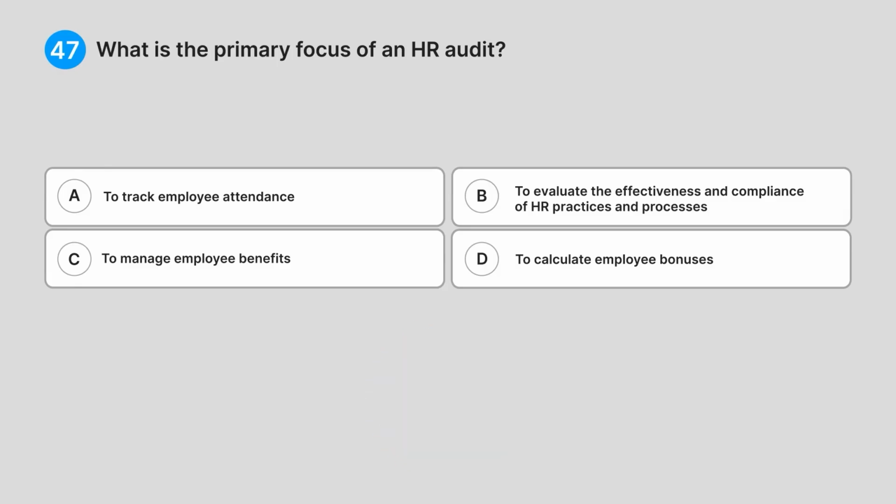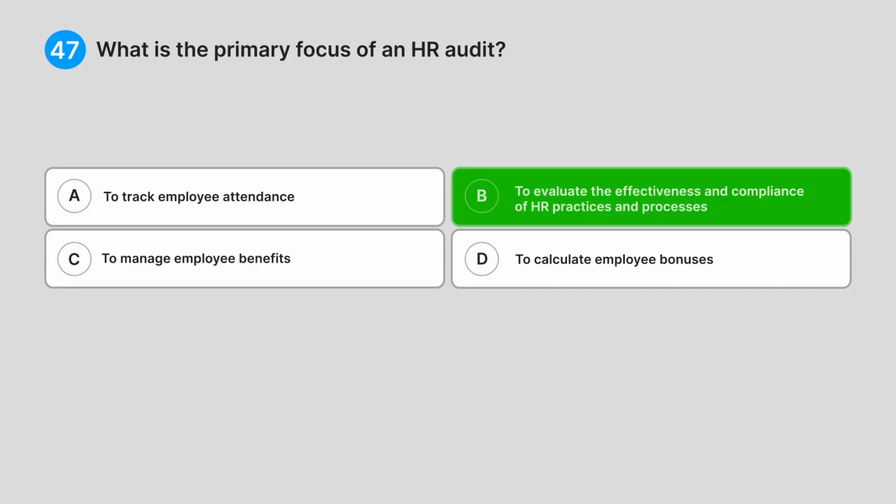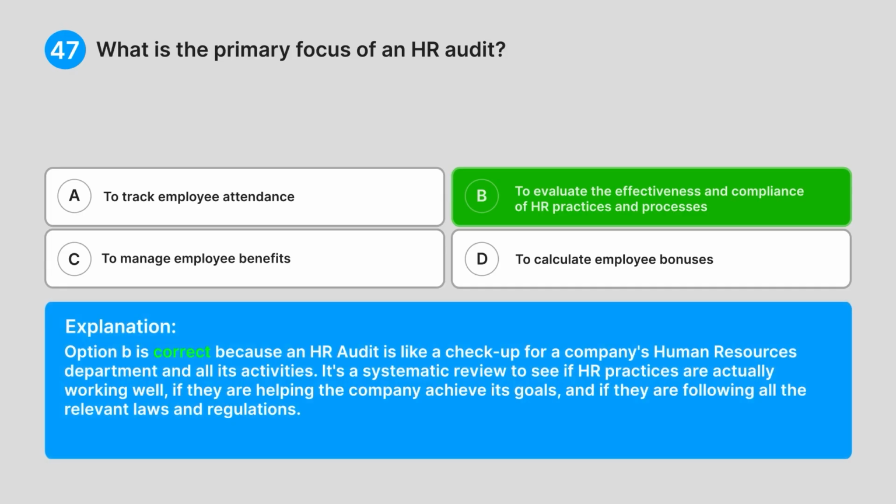Correct answer. B. To evaluate the effectiveness and compliance of HR practices and processes. Explanation. Option B is correct because an HR audit is like a checkup for a company's human resources department and all its activities. It's a systematic review to see if HR practices are actually working well, if they are helping the company achieve its goals, and if they are following all the relevant laws and regulations.